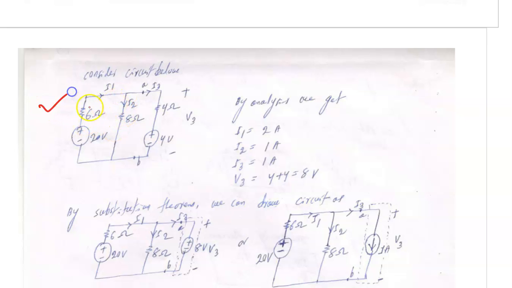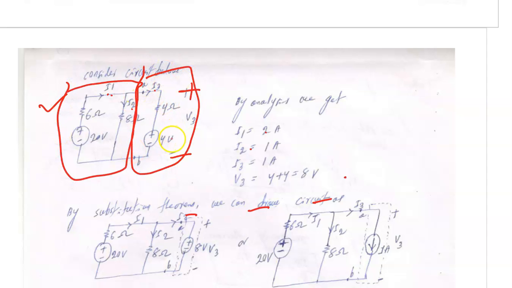So this is the network. By doing the network analysis, you will find I1, I2, I3, and you also find V3. V3 is the voltage between these points. So by the substitution theorem, we can draw the circuit like this. You consider this as network N1, and this is your network N2. So this remains the same. You can replace this with an 8-volt source, or you can replace it with a 1 ampere current source. Simple.